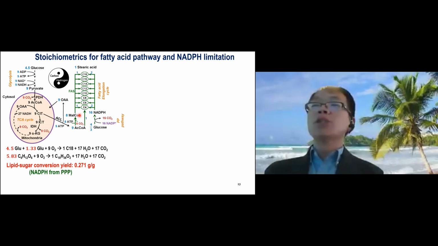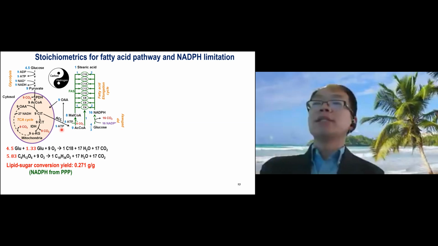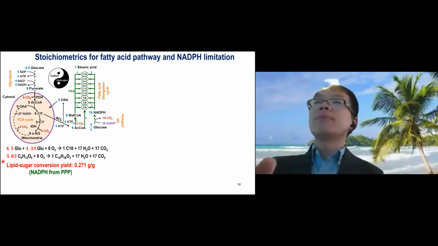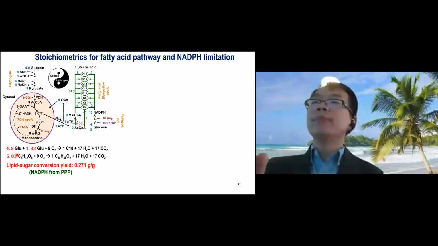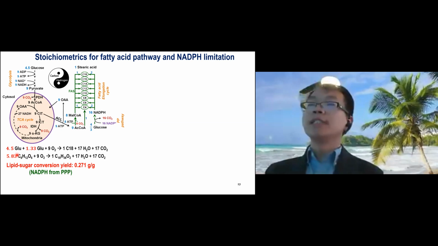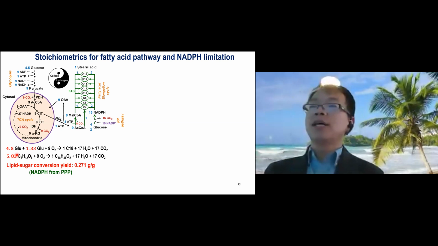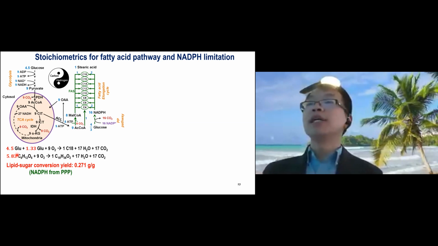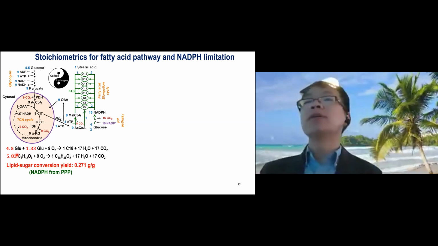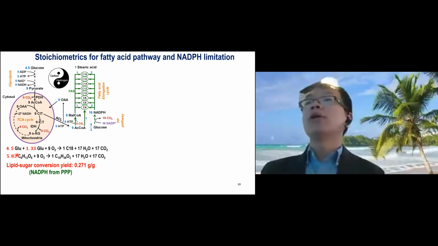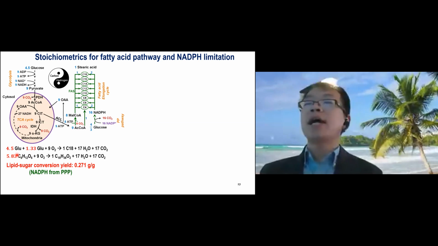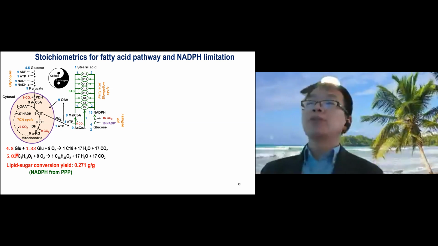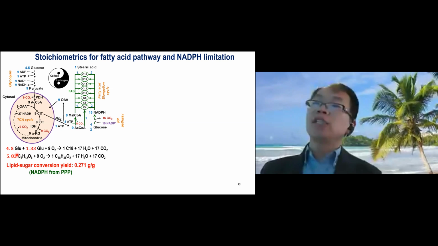So the overall stoichiometry tells us we need 5.83 moles of glucose to synthesize 1 mole of stearic acid. So the carbon conversion yield is very low. Eventually, from 1 gram glucose, we can only get around 0.271 gram of stearic acid. So the source of NADPH actually determines the carbon conversion efficiency.